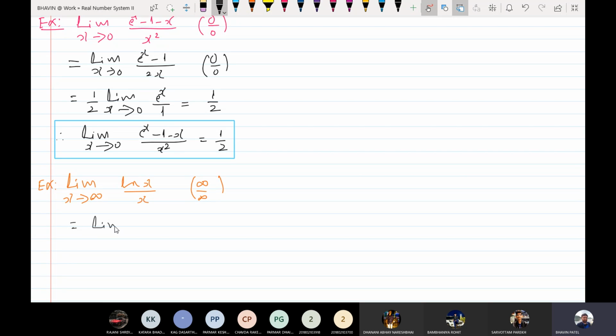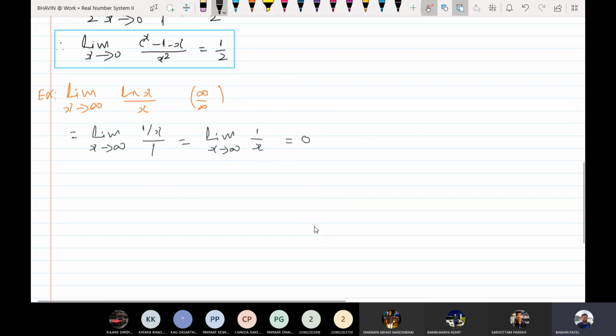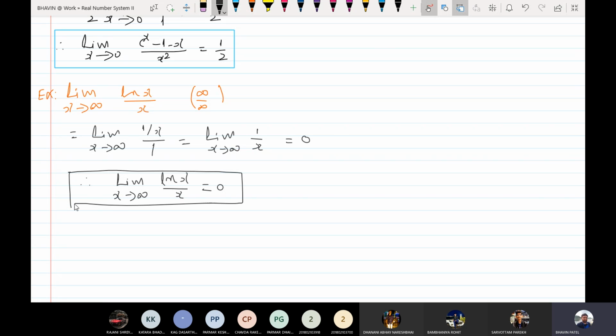So according to L'Hopital rule, limit of this is derivative of ln x is 1 by x, and this is 1. So this is nothing but limit x tends to infinity 1 by x. So what is limit of x tends to infinity 1 by x? This is 0. So therefore you can say that limit x tends to infinity ln x upon x, limit is 0. So next example is this.